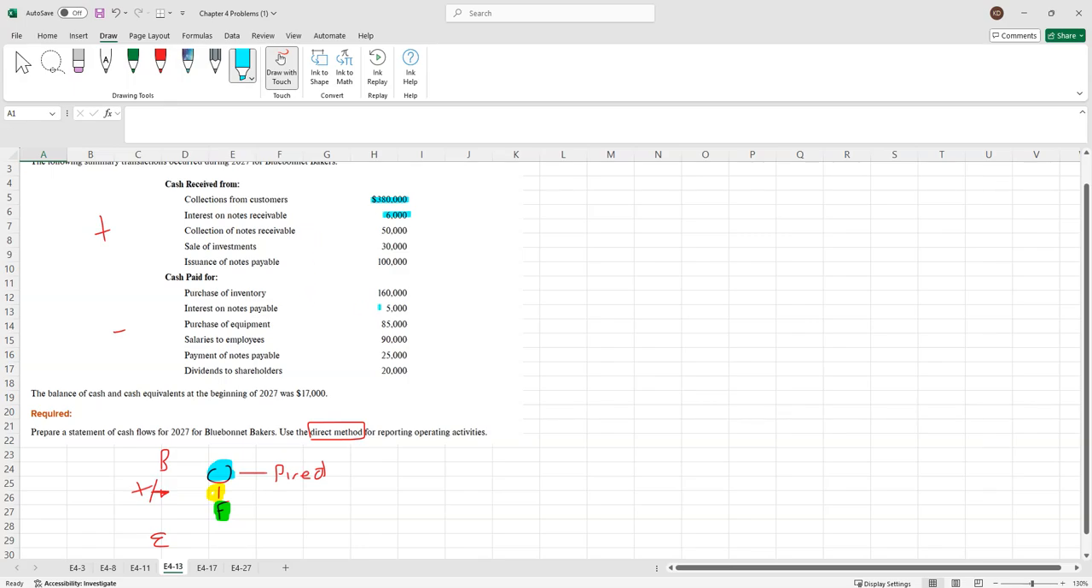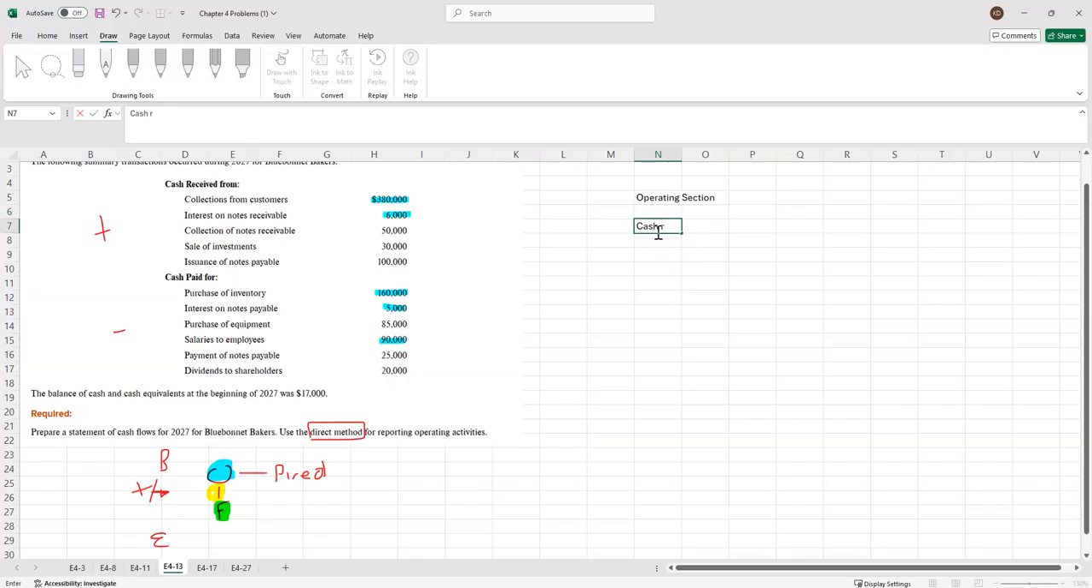Going down here, oh, hey, we bought inventory. We use that when we run our business on a day-to-day basis. There was some interest that we paid on notes payable. And then we would also have our salaries to our employees, right? So we can do that over here. We can do our operating section. We know our inflows and outflows. We're using the direct method, so we would just do that.